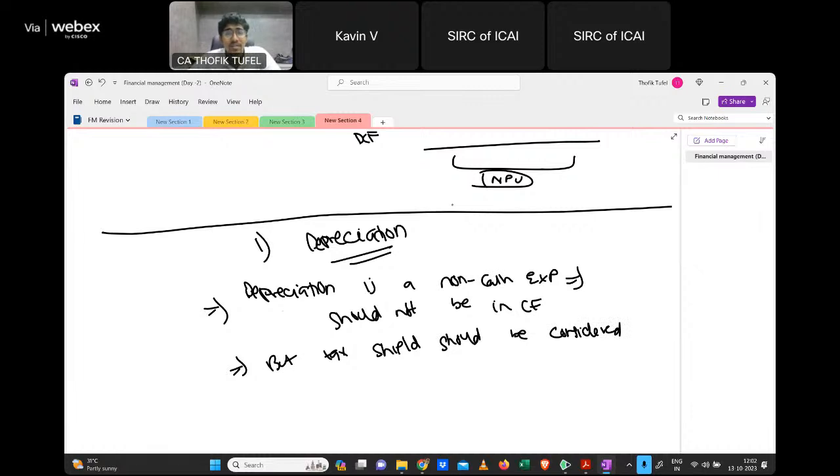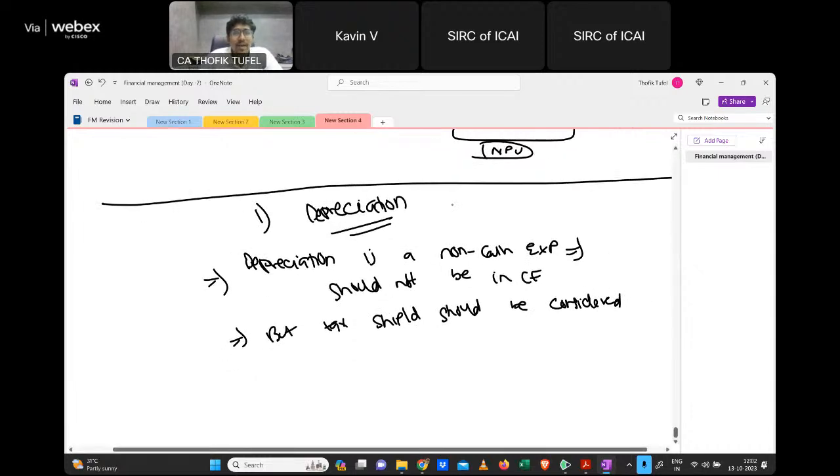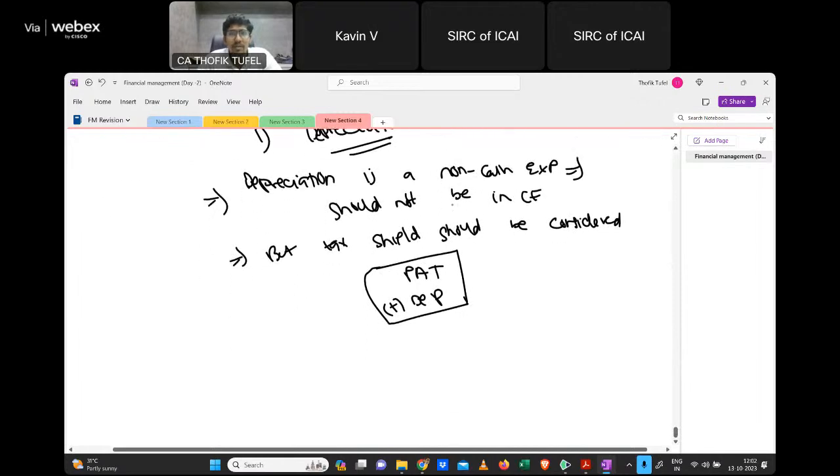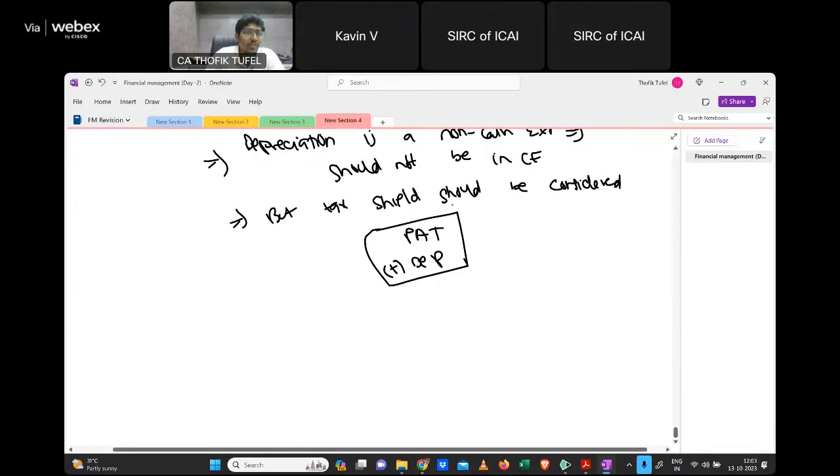This I've already discussed. See, when you're having a PAT, add back depreciation. If you're starting from EBIT, then reduce the taxes and again add back the depreciation. This is one method. Or you directly add the tax shield on depreciation. This is the depreciation adjustment that you have to make. This is the first adjustment, depreciation.